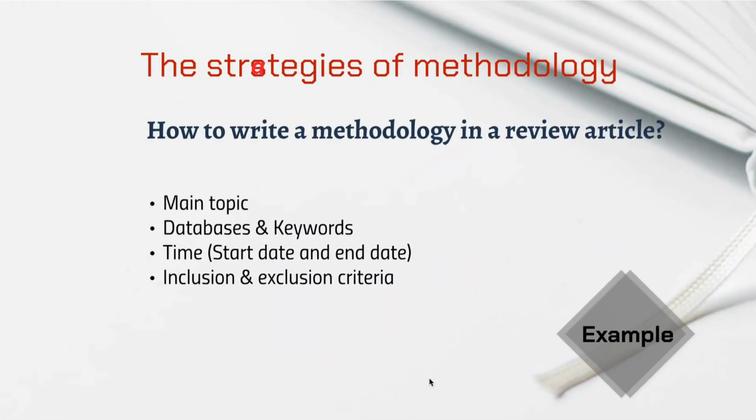So, what's a methodology? Methodology simply means approach, or a set of procedures or techniques that are used in a particular field of study or research. It outlines the main techniques used to collect, analyze, and interpret the data to answer research questions or objectives. So, how can we write a methodology in a review article? Simply, you can include these 4 different keywords and it will be enough.